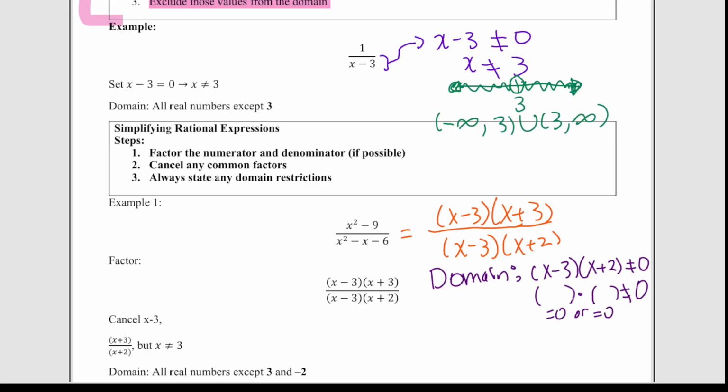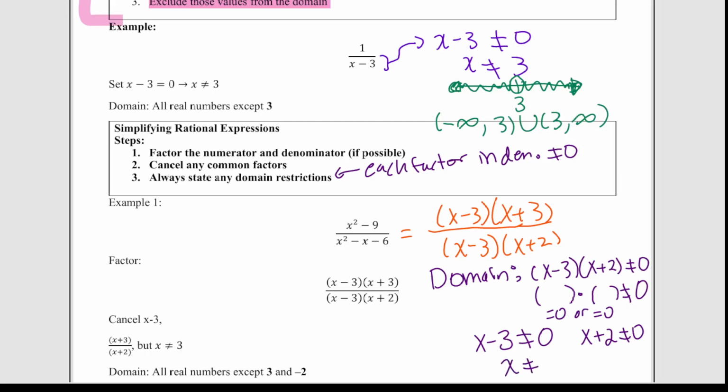So that's what we're going to be checking for here: we need to make sure both the x minus 3 doesn't equal 0 and the x plus 2 doesn't equal 0. That's really the short of it: you're going to make sure that you state the domain restriction for each factor in the denominator cannot be 0. In that case, each factor being each thing that's being multiplied. So here we would discover, okay, x cannot be 3, x cannot be negative 2.